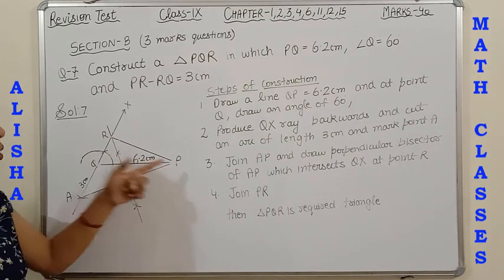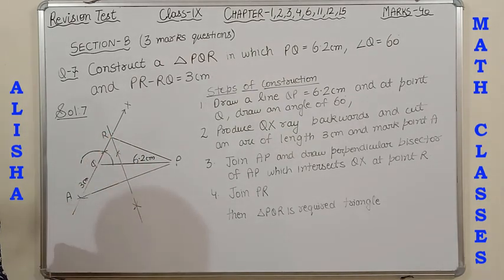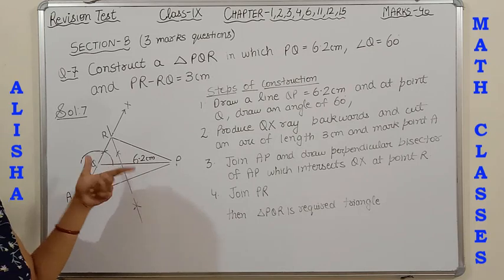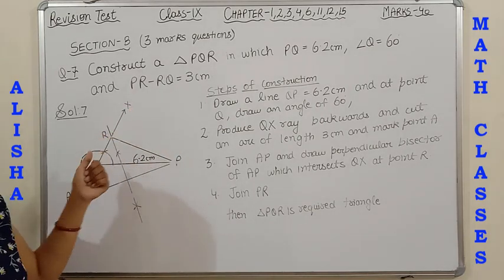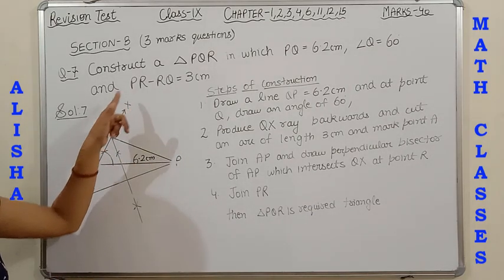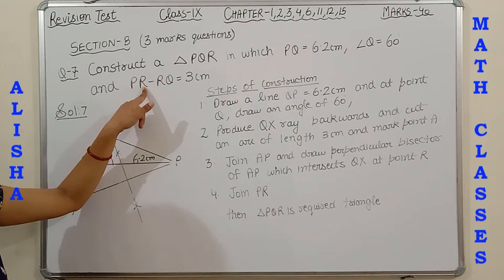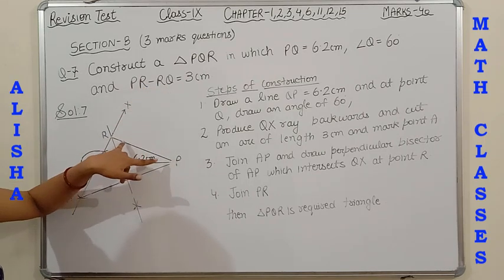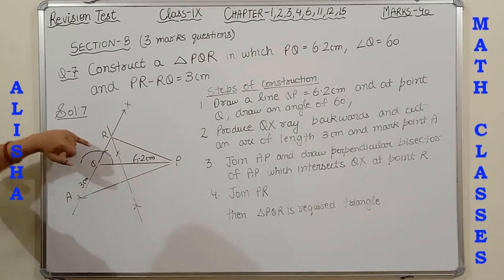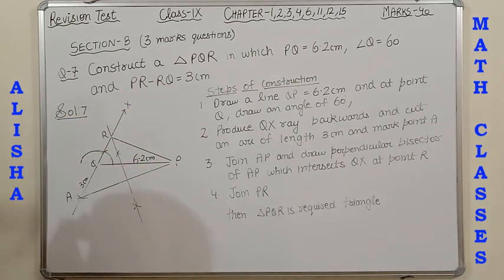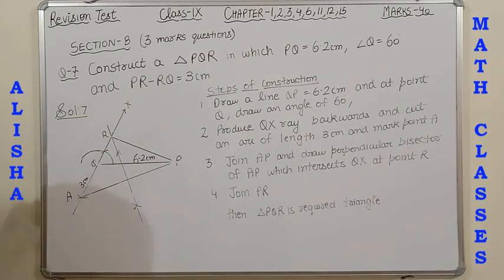So now PQR is the required triangle. In this triangle, you can observe that PQ is equal to 6.2 cm. Angle Q is equal to 60 degrees, and obviously PR is greater than QR. So you can see here in our figure also, PR is greater than QR. So this difference is equal to 3 cm. So please note down.